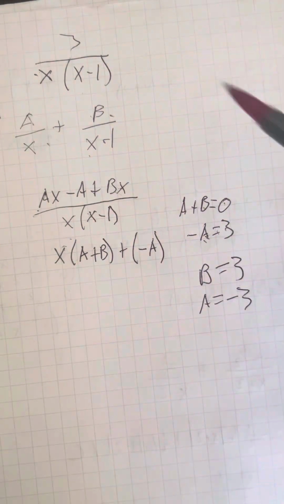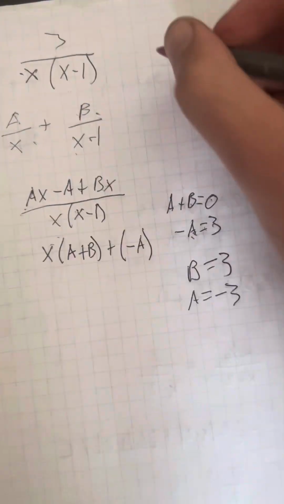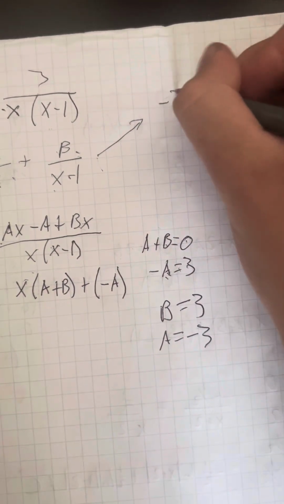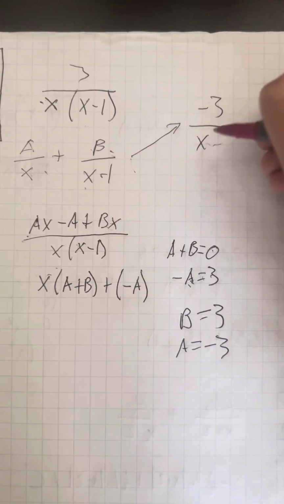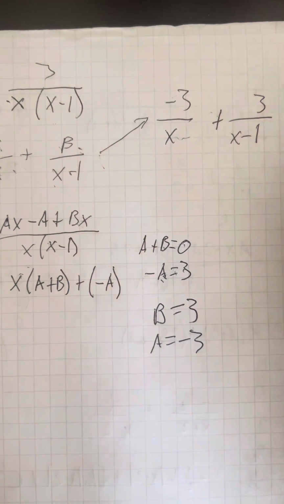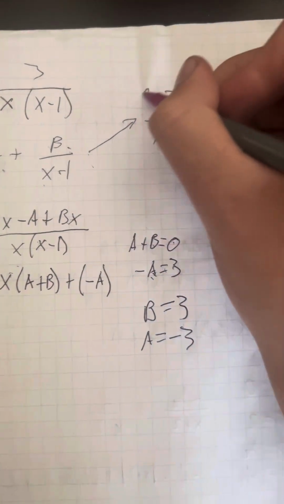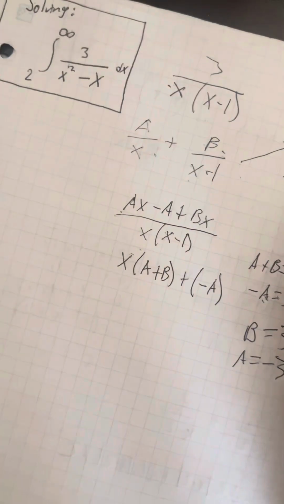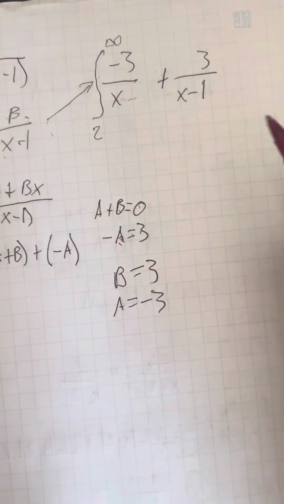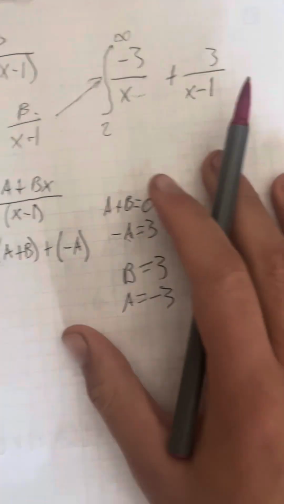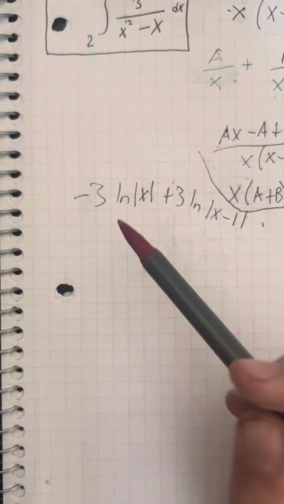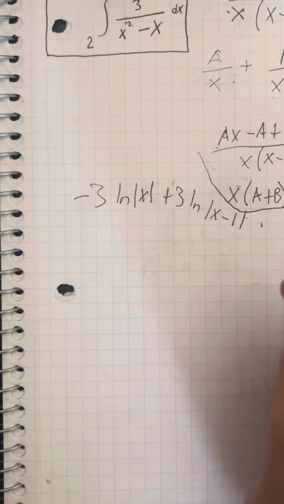There you go. Now we have a and b solved. We can actually write it out: negative 3 over x plus 3 over x minus 1. Now we would actually have to integrate this expression from 2 to infinity. So 1 over x integrates to ln. We don't have to include plus c because this is a definite integral, and for definite integrals we do not need the constant of integration.